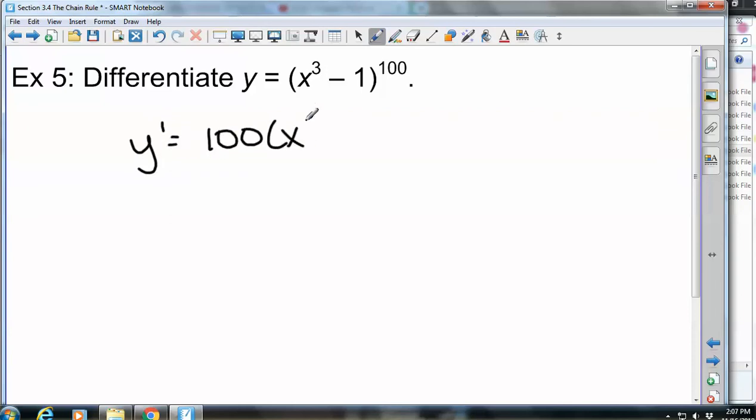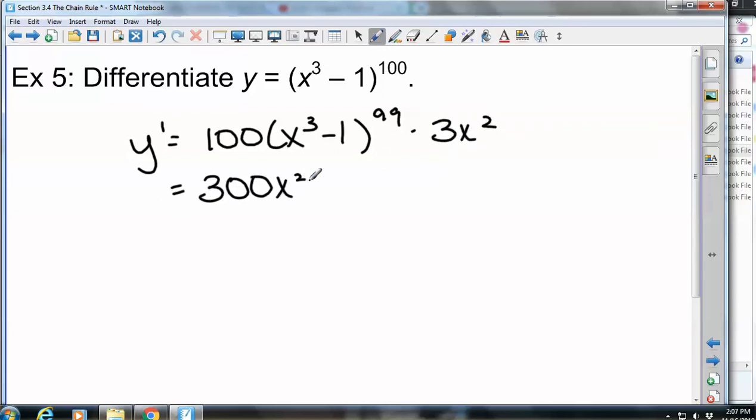So we have 100 times x cubed minus 1 to the 99 times 3x squared. So you get 300x squared times x cubed minus 1 to the 99. Good.